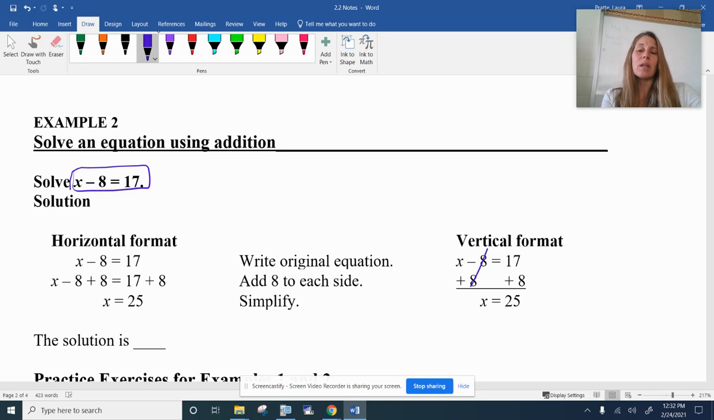And that's nice because then if you need to add or subtract, you already have the numbers stacked on top of each other. It's a little bit easier to do your addition or subtraction, especially if you don't have a calculator.